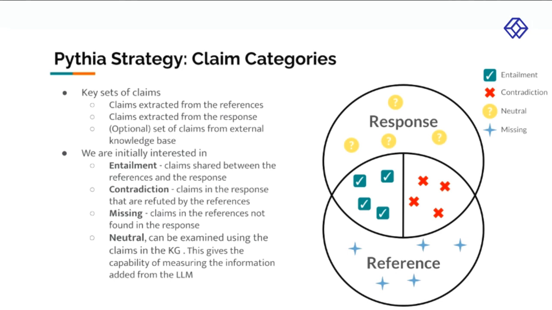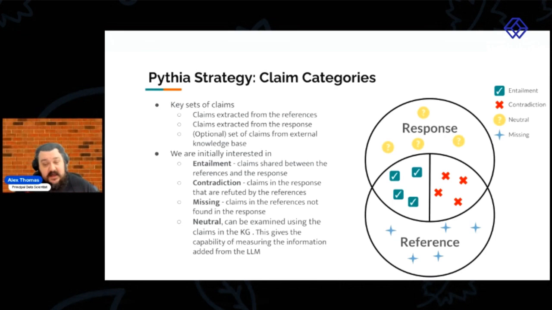Hallucinations are going to be in the contradiction and neutral categories. The contradictions, obviously, are harmful to the quality of your system, but neutrals are not necessarily harmful. It could be that there are some factual sentences generated by the LLM in your application that are hallucinations in the sense that they're not from the reference, but they still might be correct. So those are a little harder to measure.